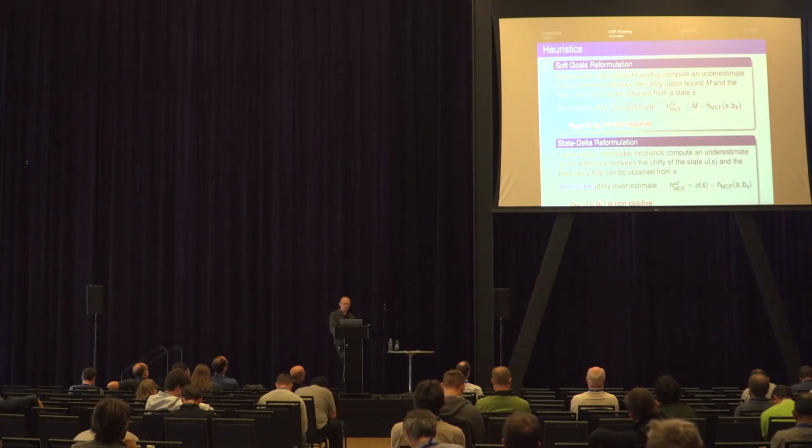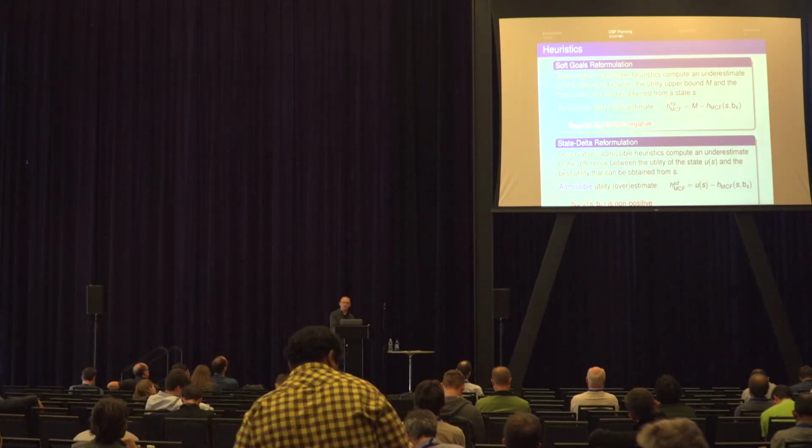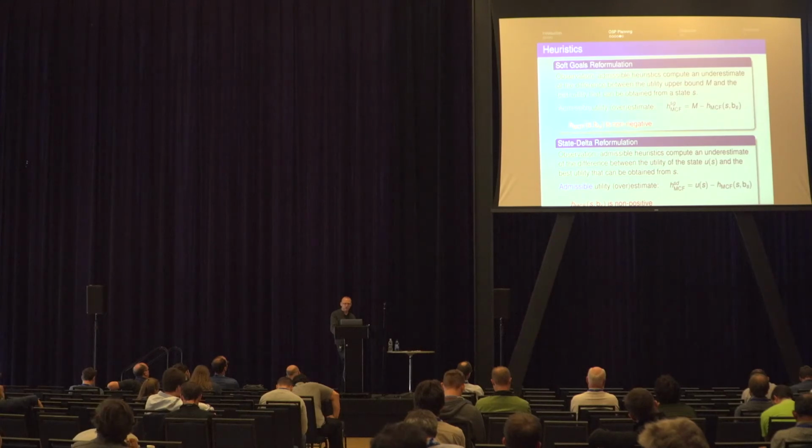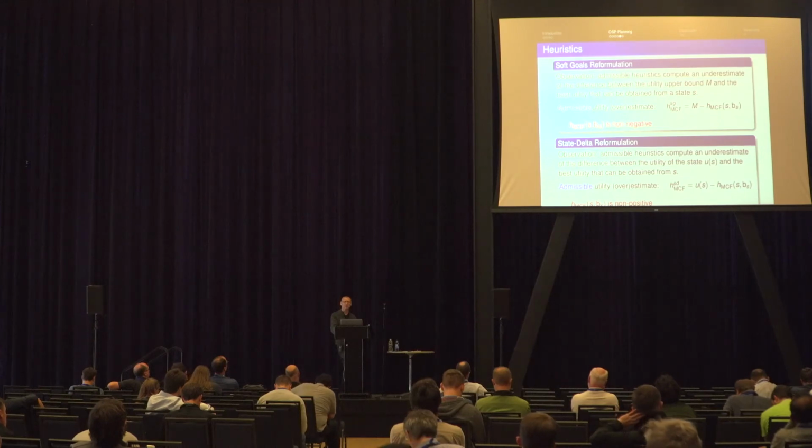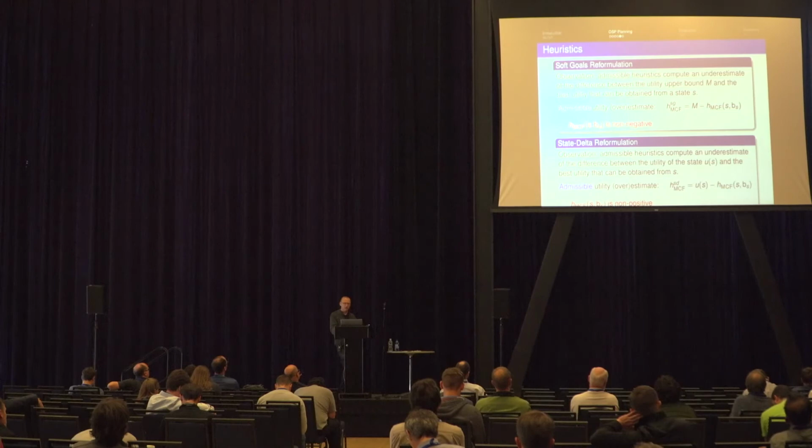For the state delta reformulation, the admissible heuristic computes the difference between the utility of the state and the best obtained utility from that state. And then the admissible overestimate is basically the difference between the utility of the state and the admissible estimate of the multi-cost function reformulation. And here the multi-cost function reformulation is non-positive. So obviously you can only improve from the state that you're in.